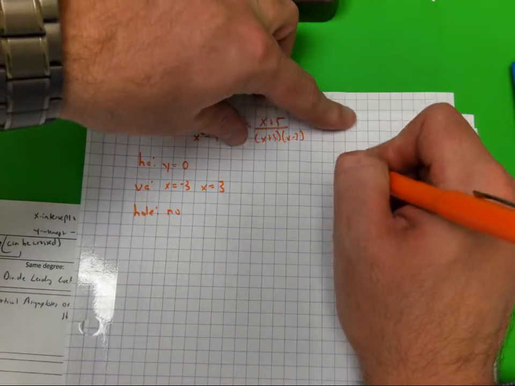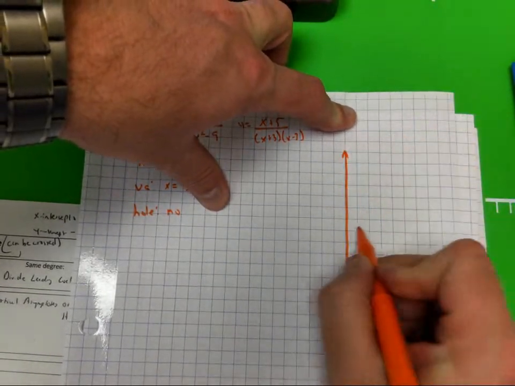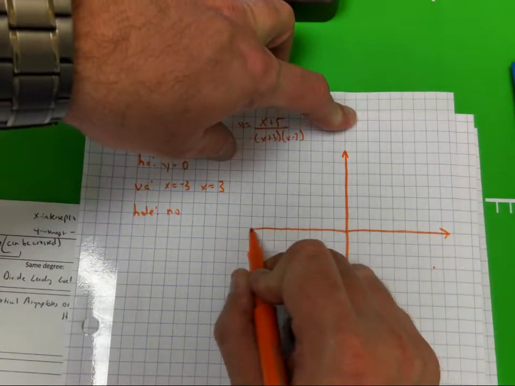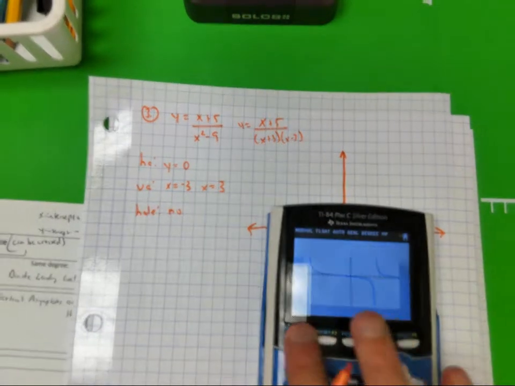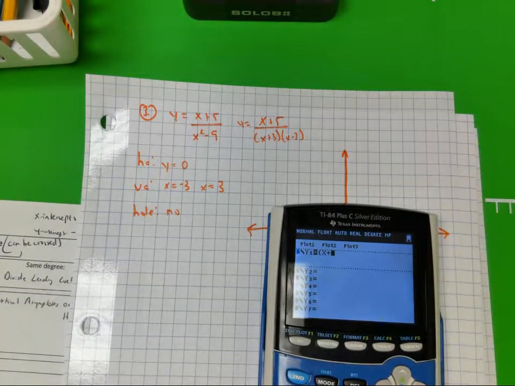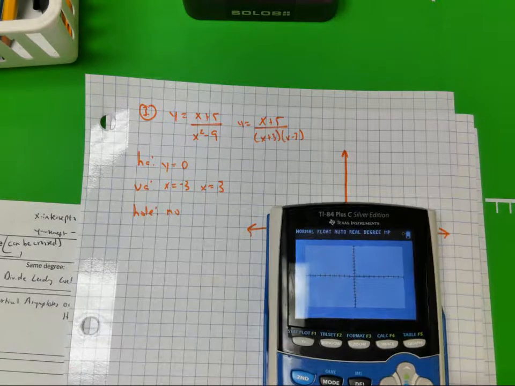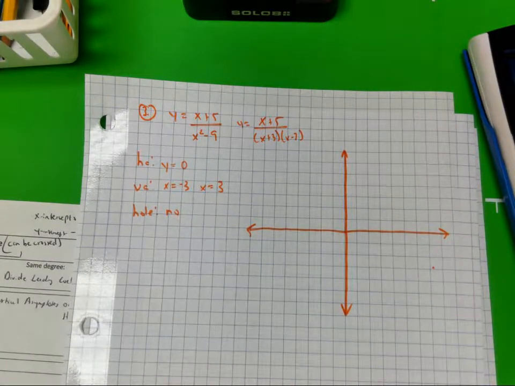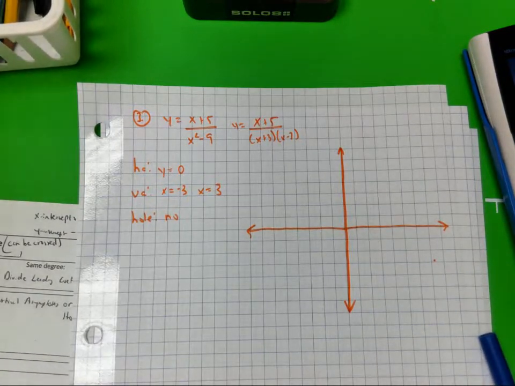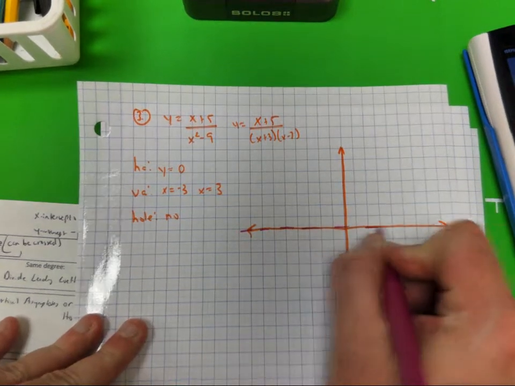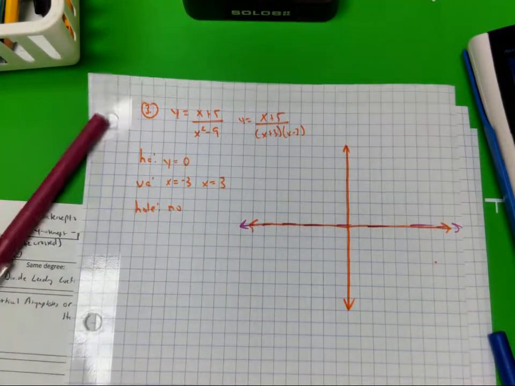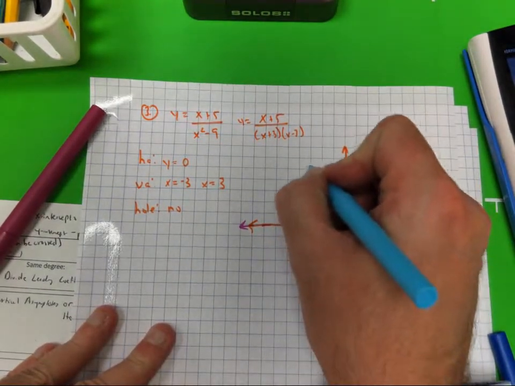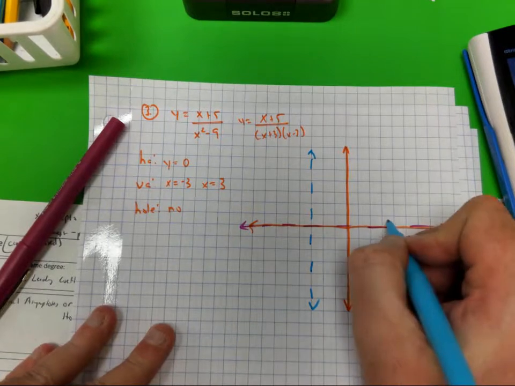Okay, let's graph it. And let's see if it crosses any horizontal asymptotes. Nope, it does not. Alright, so I got one at y equals 0. Then one at x equals negative 3. And x equals 3.